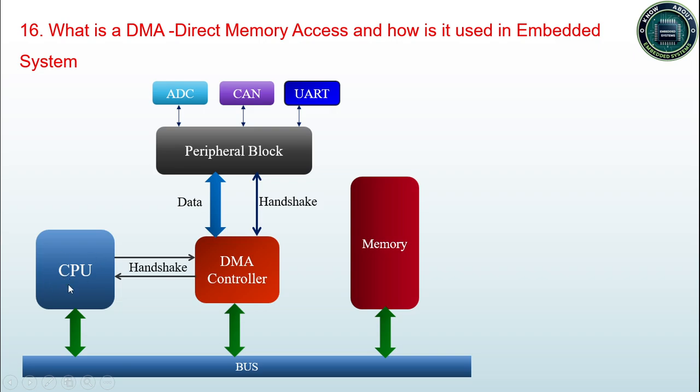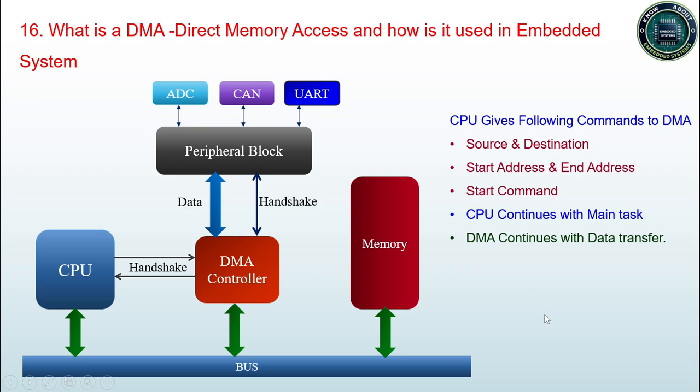Nothing but your processor is going to give commands to DMA, and once the command is received from the main CPU, DMA will get activated, and the DMA is responsible for data transmission from memory to peripherals and even vice versa. Okay, now if you see here, what is the first thing? The CPU gives the following commands to DMA.